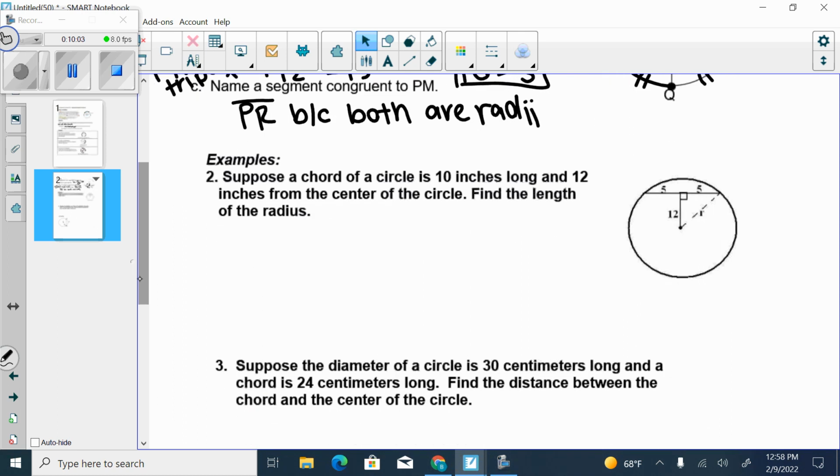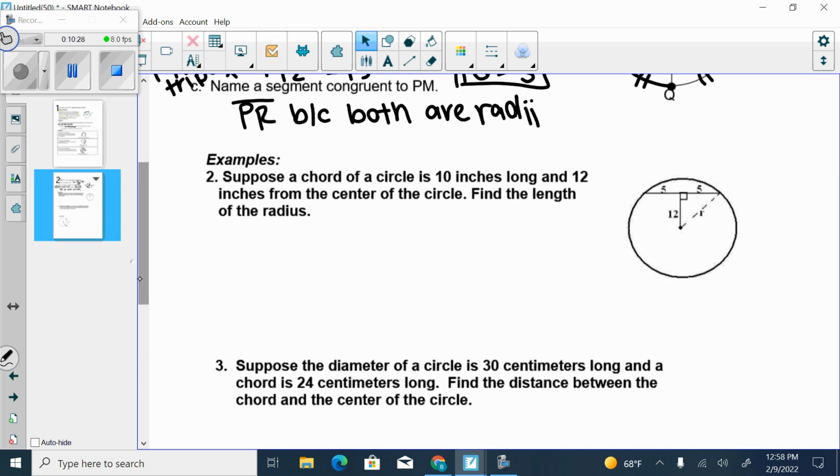All right, number 2 says, suppose a chord of a circle is 10 inches long and 12 inches from the center of the circle. Find the length of the radius. So they already drew it out for you over here. Kind of similar to what we were just looking at, right? I know 2 out of the 3 sides on this triangle. So what's missing? This is 13, right?